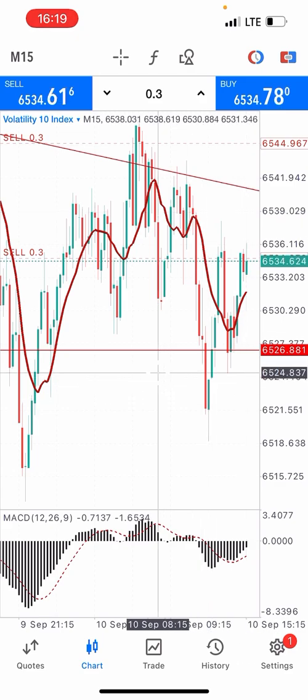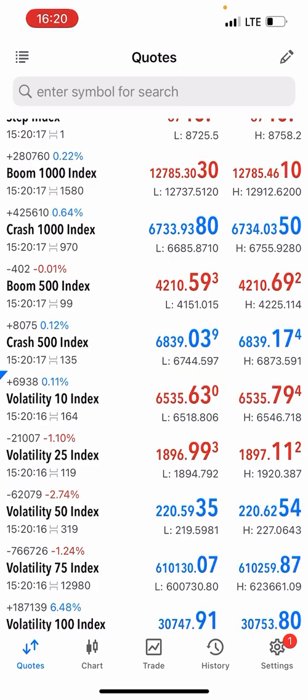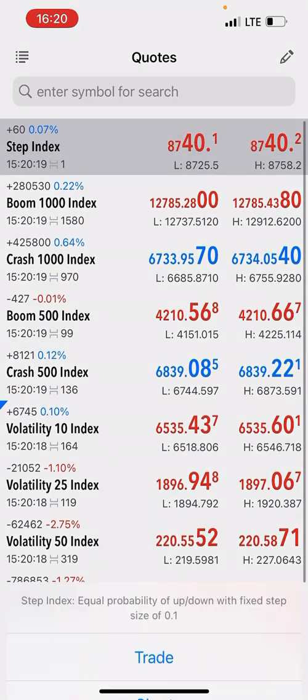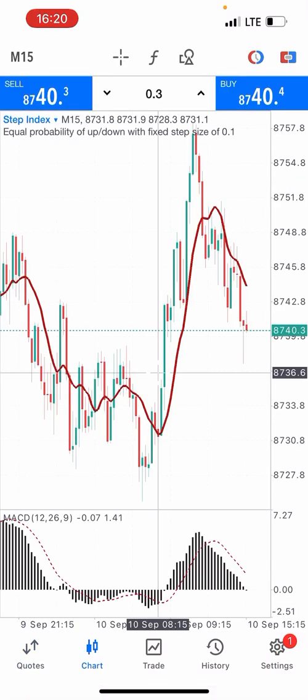So now, since we are done with Volatility 10 Index, I've shown you how I took this trade with price action. I'm going to be showing you more, especially on Step Index on my desktop. So make sure you watch this video till the end. I'm going to show you how I do the analysis with price action on my laptop. So now we're going to talk about Step Index, which is actually the most interesting part of this video.